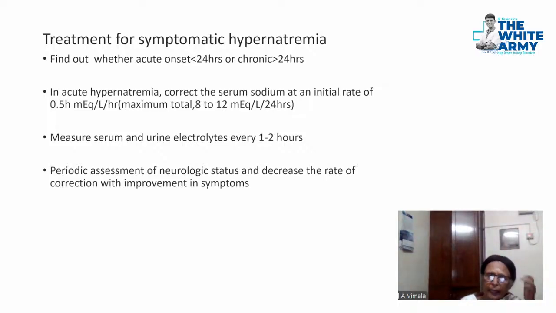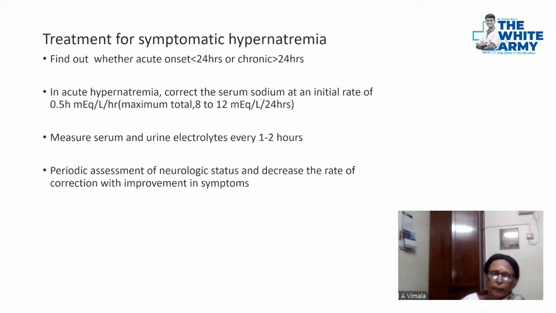According to the guideline, you have to measure the serum and urine lactates every 1 to 2 hours. Though we cannot afford to do that, we should measure at least at 6 hours and see what's happening. Most importantly, you should assess the neurological status of the patient. If the patient is neurologically improving, that means the electrolyte imbalance is getting corrected and you can slowly reduce the correction. So in acute hypernatremia, aggressive treatment is warranted.